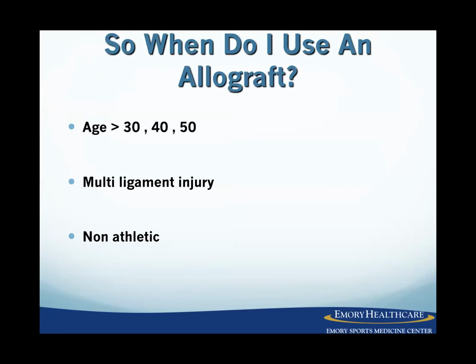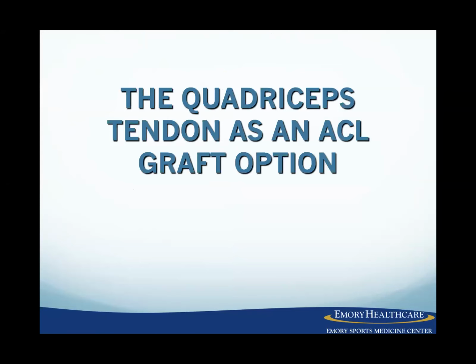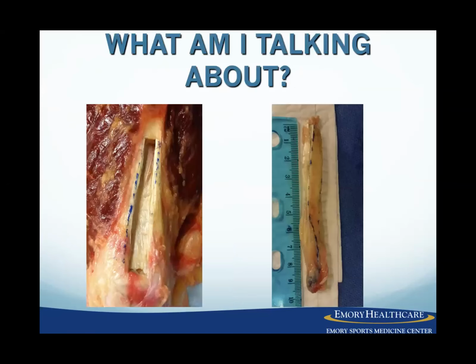So when do we use an allograft? Again, multi-ligament injuries, non-athletic, and greater than 30. Now, quad tendon is a newer option, okay? This is something that we started looking at in about 2012. It's been done in the past, but it's something I really got interested in about 2012. Basically, we took this from the biomechanics and histologic level all the way to doing the surgery and developing techniques. What we're talking about is taking a chunk of the middle third of the quad tendon.